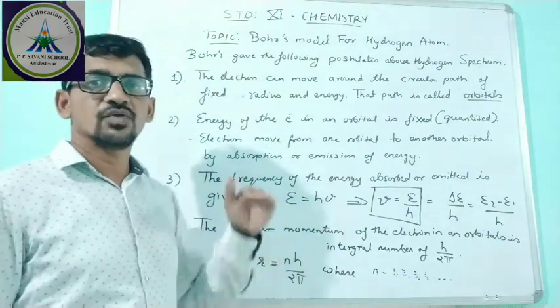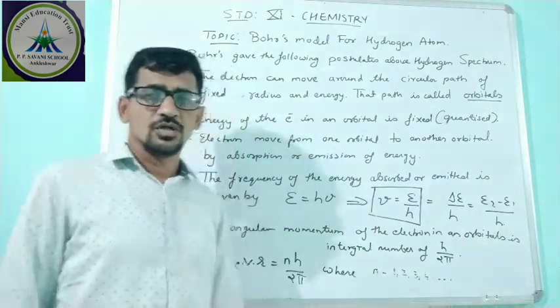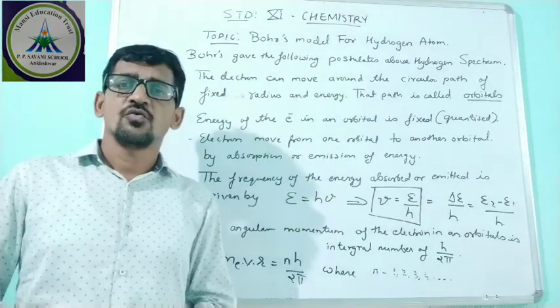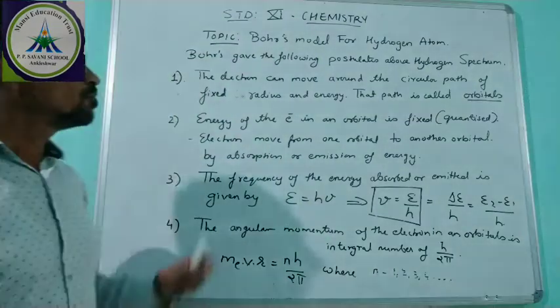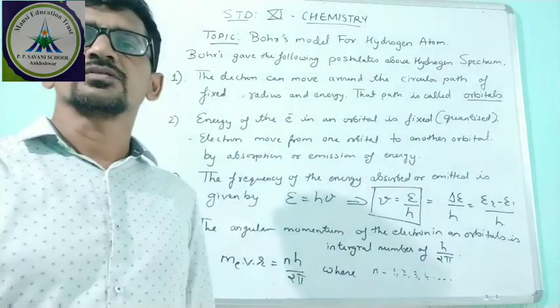Integral number means what? First orbit, second orbit, third orbit: 1, 2, 3, 4 onwards. So this is about angular momentum. These are the 4 postulates related to the Bohr atomic model. We move forward.